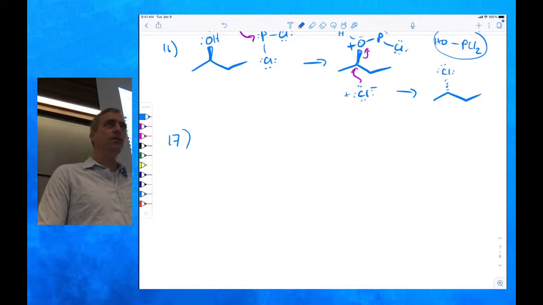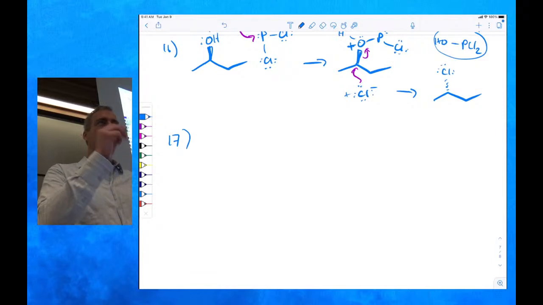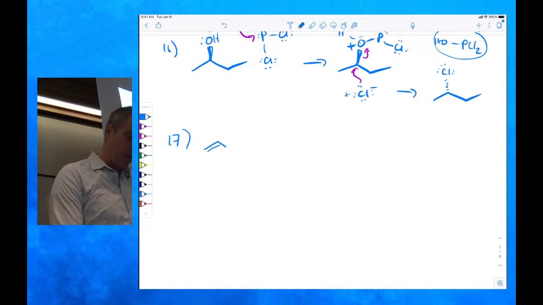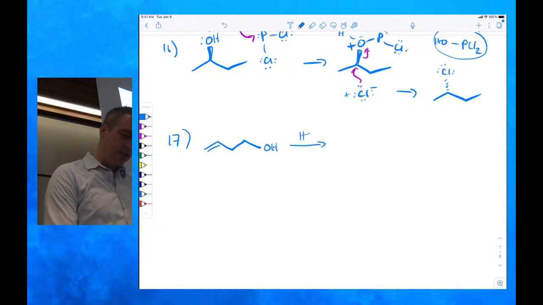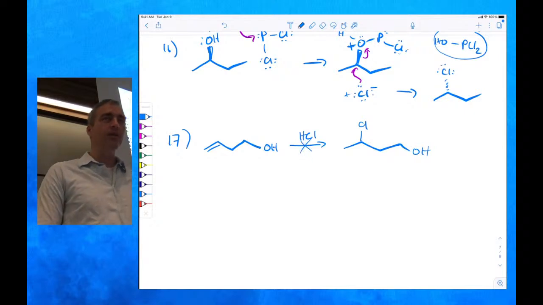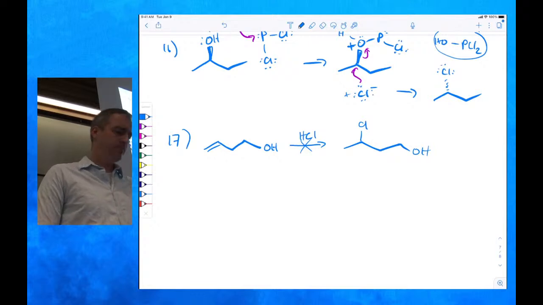Okay, we also did protecting groups. I'm not sure if this is the right order, but we protected alcohols and then deprotected them. The reason we did that is so that they could survive some other reaction. So for example, if you have that reaction with HCl and you wanted this product, we said that's not going to work because it's going to react with both the alkene and the OH. It's going to do substitution and addition.